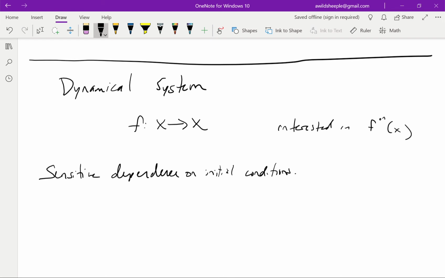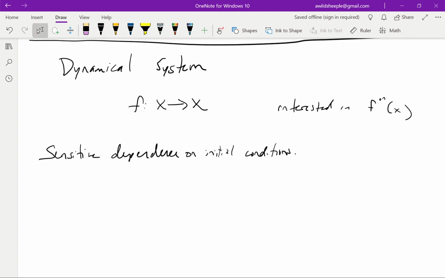And what this basically says is it's sort of like a discontinuity property. F is usually assumed to be continuous for dynamical systems, but it's sort of saying that the nth iterate, while continuous, can do things that are funky. The precise definition is as follows.